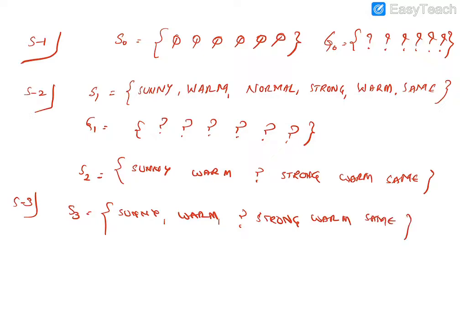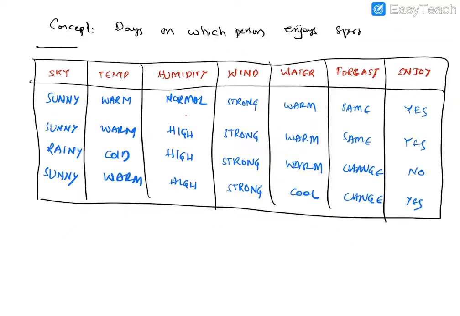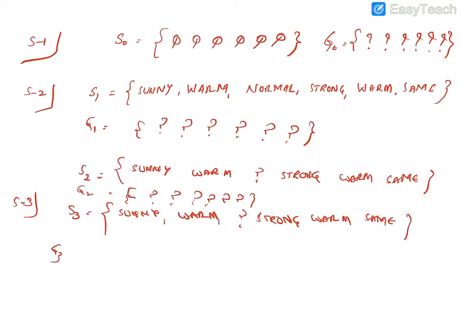So this is S3. And what about G3? What is G2? G2 is the same as it is, all question marks. And what is G3? Here it is sunny. What about the first row? Rainy. Here it is sunny, so there is a difference. For each and every difference, you need to take one separate criterion.